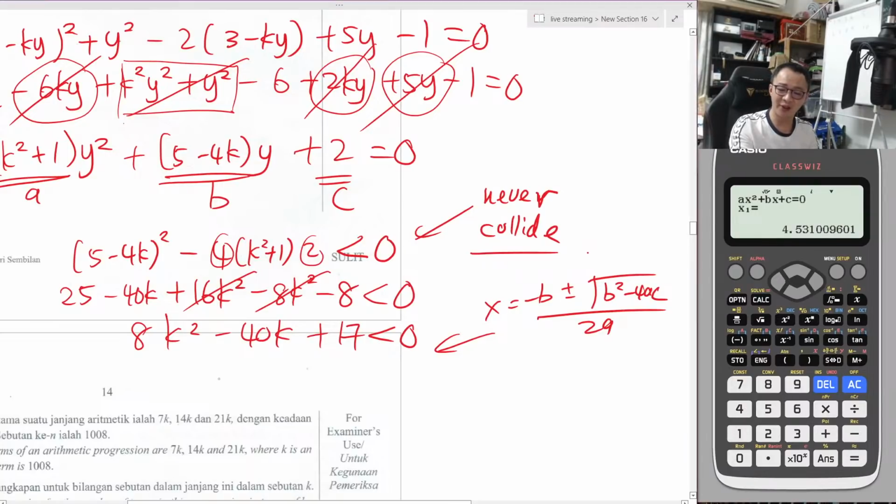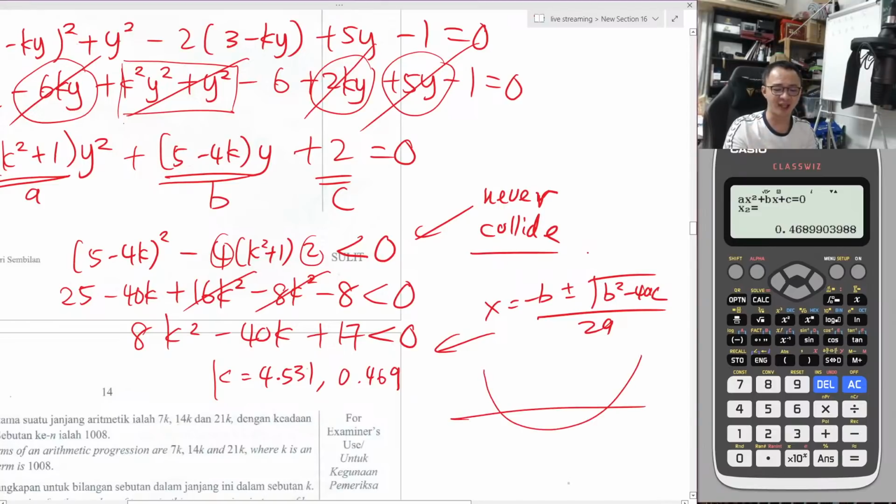Alright, so over here I will get the two k values: 4.531 or 0.469. Alright, but this is an inequality. You cannot write the equal, so we need to draw out the diagram.